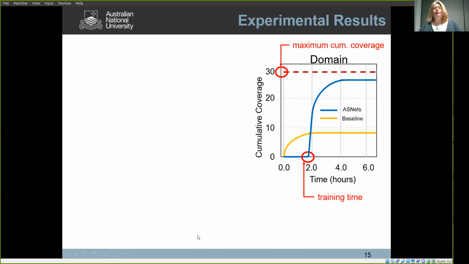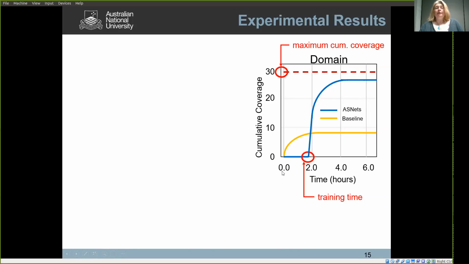All right, so I'm now going to show you some experimental results. I'm going to present results over a number of domains, and for each of them, I will show you the cumulative coverage as a function of time. So the cumulative coverage is the number of problems solved, and for probabilistic planning, it's really the cumulative probability of the goal being reached, because there may be unavoidable dead ends. I will also show you the maximum number of problems.